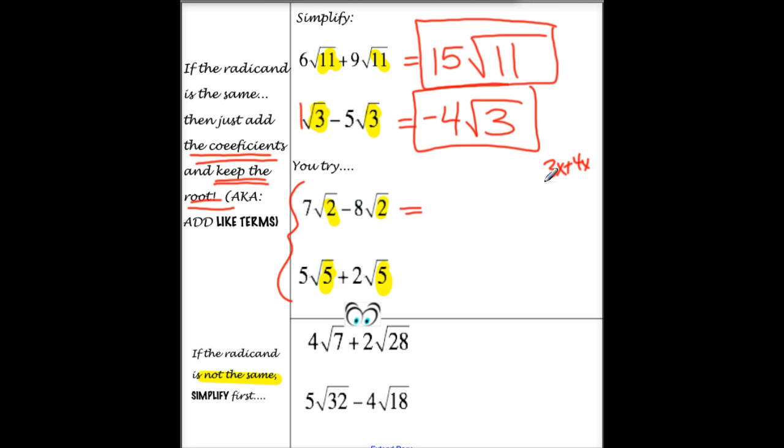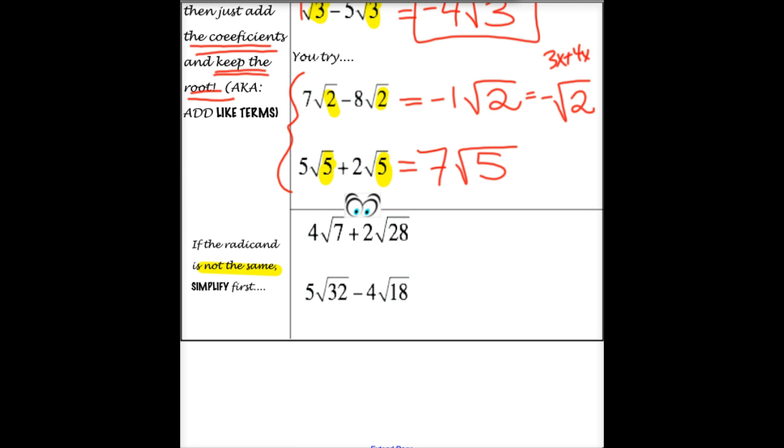So I notice the root's the same, and I keep it. I do not mess with it. 7 minus 8 is negative 1. And usually with multiplication, you don't need that 1 in there, so negative root 2 is a better version, but both are good. The next one, I'm adding root 5s. That doesn't give me root 10s. It gives me lots of root 5s. I've got 5 of them plus 2 of them, which gives me 7 of them. And I'm done. So that's nice and easy.